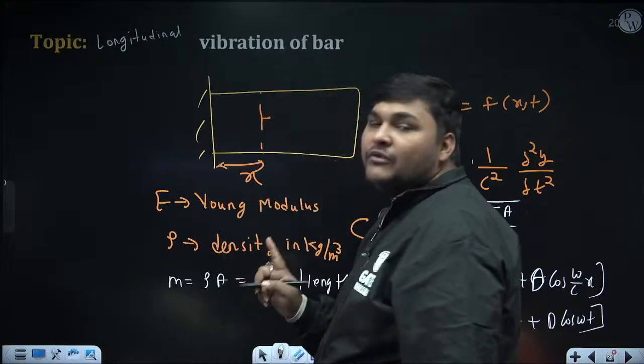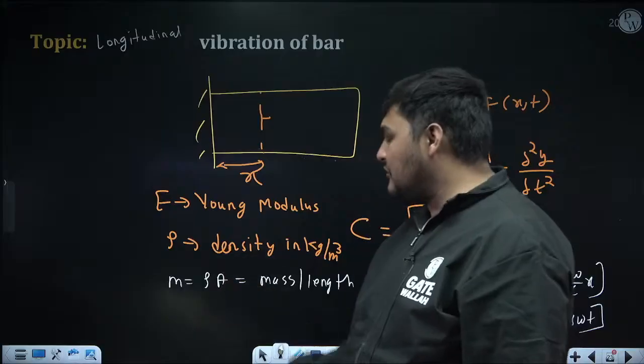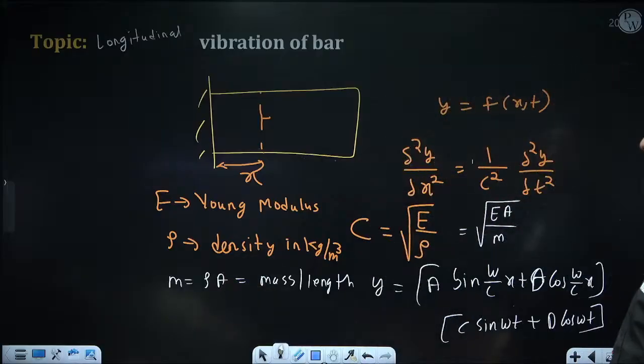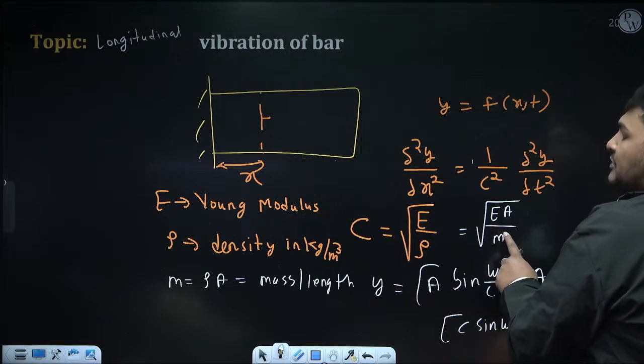Can I say rho into area, which I am representing as M, is mass per unit length? See, rho A L will be total mass. So rho into A will be mass per unit length. So M equal to rho into A is mass per unit length. It's not total mass, it is mass per unit length. So see, what is EA? It is axial rigidity, and below, mass per unit length will come.